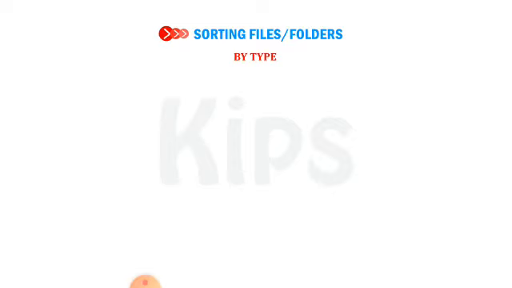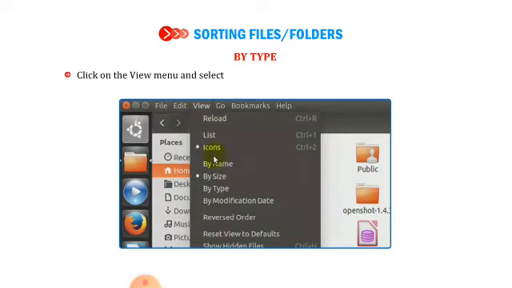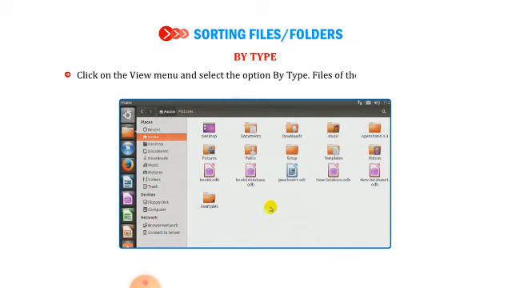By type. Click on the View menu and select the option By type. Files of the same type are grouped together and then sorted by name. Observe, the files will be categorized according to the file extension as shown in the figure.